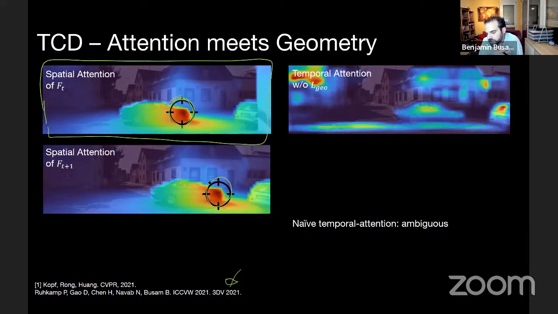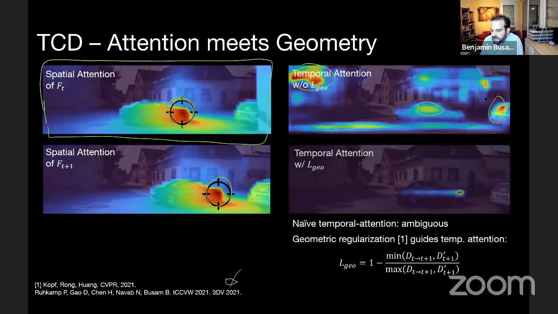If we now do that naively in time, it is relatively ambiguous. We have some attention here, some other attention here, some other attention here. So it gives us a result, but it's not very detailed. If we make this temporal attention guided by its geometric attention through a simple loss, which is essentially just looking into the difference between the minimum disparity difference and the maximum value of the depth here, then we can regularize this temporal attention with a geometric cue. So we first do this spatial attention, and then we guide the temporal attention with it.